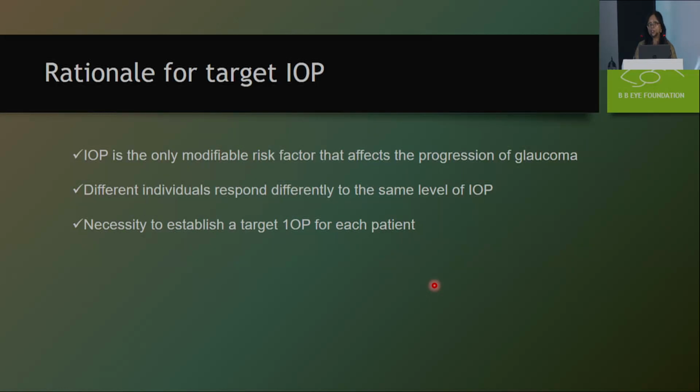So the rationale for target intraocular pressure is that IOP is the only modifiable risk factor, as I told you, that affects the progression of glaucoma, though there are other lifestyle changes which you can advise to your patients. Different individuals respond differently to the same level of intraocular pressure, and there is a necessity to establish the target IOP for every single patient that you treat in your clinic.